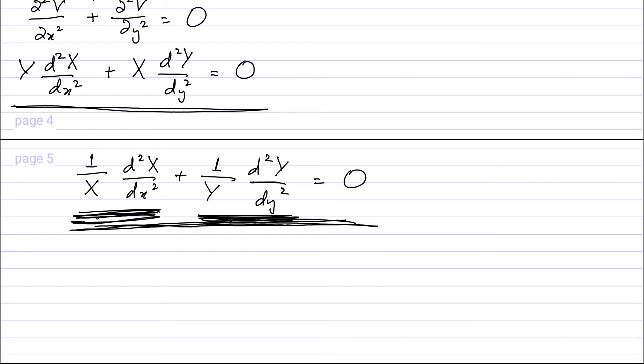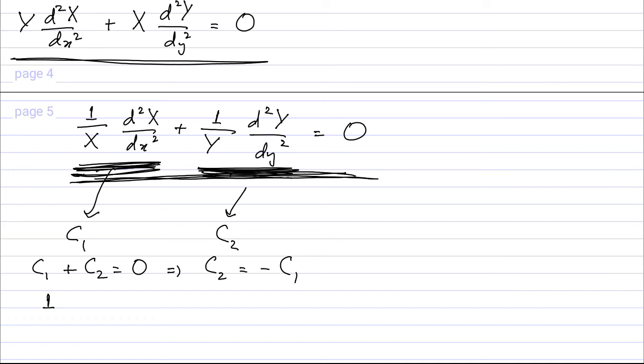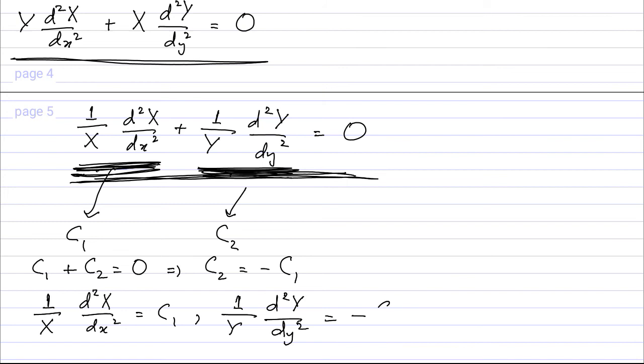So what we say then is that the first term is a constant c1, and this thing is another constant, c2. So c1 plus c2 is equal to 0, or in other words, c2 is simply equal to minus c1. So actually, there's only one constant over here. And then I can say that 1 over X d²X/dx² equals c1, and 1 over Y d²Y/dy² equals minus c1.